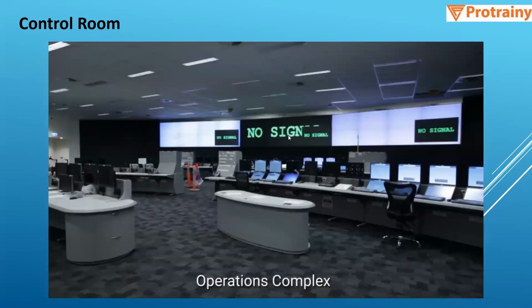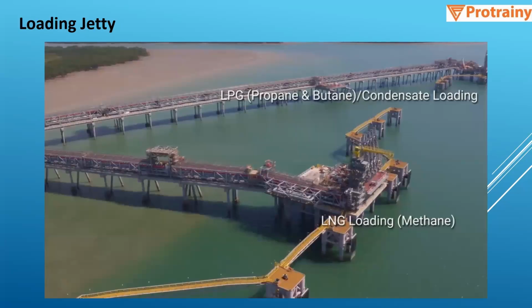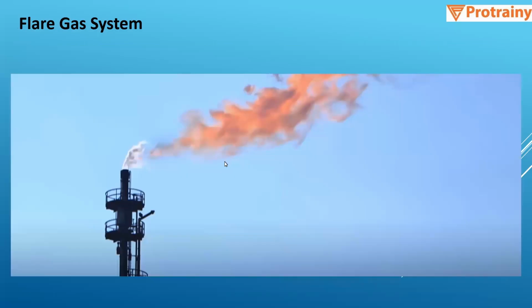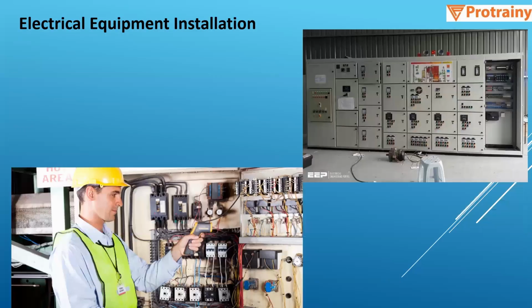Then this is the control room where your DCS, PLC and SCADA system will be connected to the consoles, and you can view all the parameters over the screens. This is the loading JT. So you can see that the marine loading arm is there. This is the GT, gas turbine for generation of power. Then we have the flare gas system for any emergency, if any shutdown is going on and the production is still running on. So to dispose of the extra gas, we use this flare gas system.